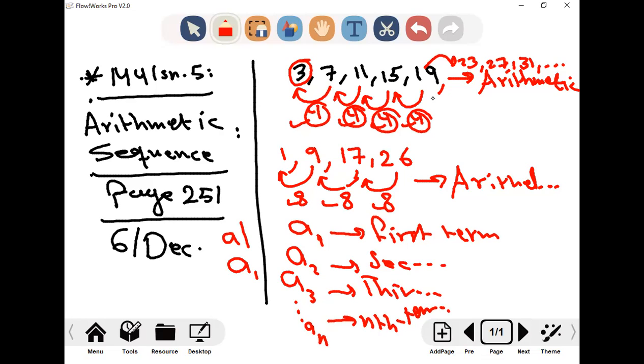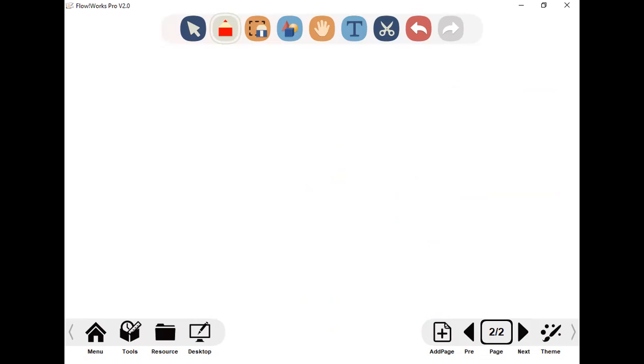Let's check if this is arithmetic or not. Now subtract: 17 minus 22, -5, right? Then 12 minus 17, -5. 7 minus 12, -5. 2 minus 7, -5, and go on, right? Continue. The next one also, for example, you need to pay attention to the negatives and positives here.